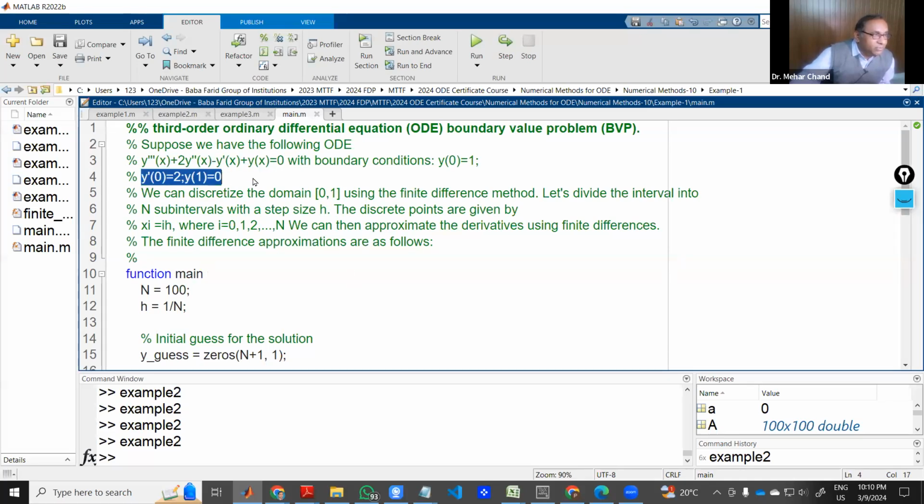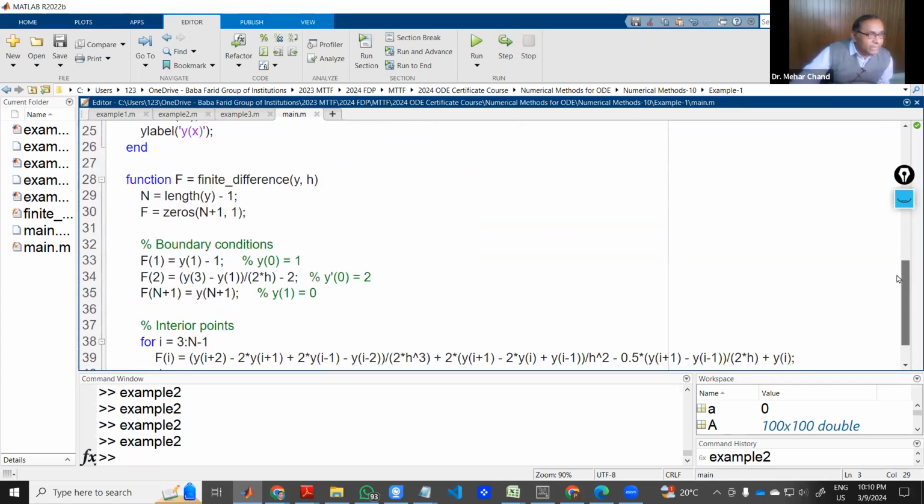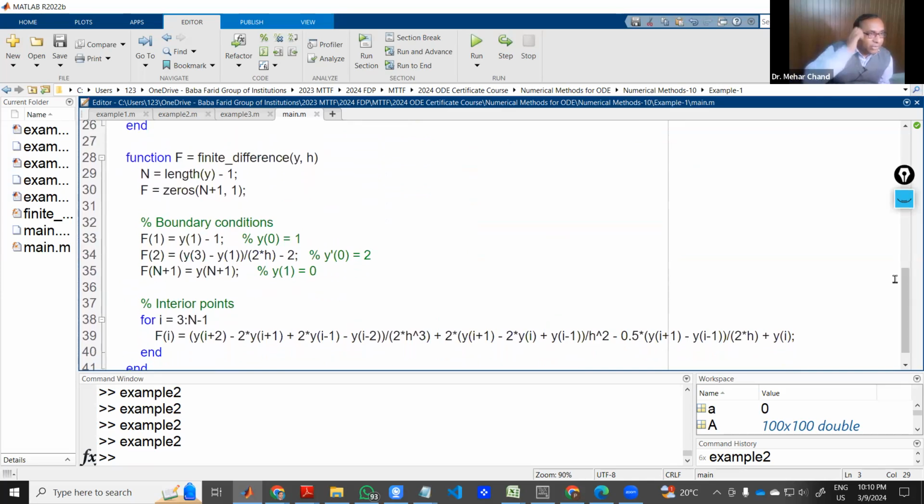Here we are given the values y1 is equal to 0 and y0 is equal to 1. This is the left boundary and this is the right boundary, and y dash 0 is also there. The slope of the tangent is given. So we have to apply these three values to find the solution of this equation, but the approach will be the same. So what we do here, come here.